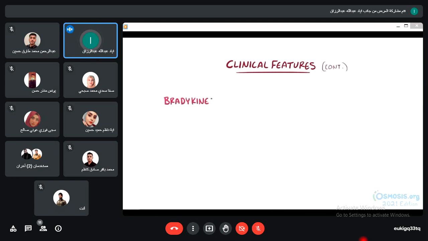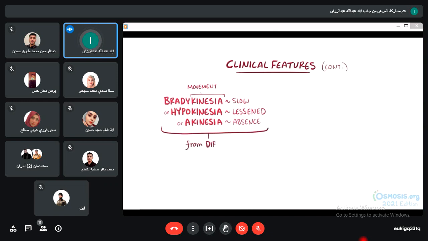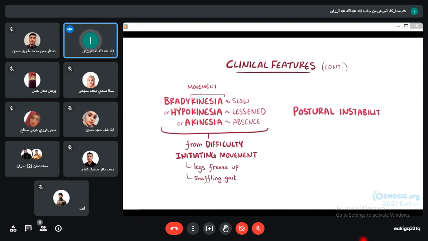Next up is bradykinesia, which is slow movement, hypokinesia, which is lessened movement, and akinesia, which is an absence of movement, and all three result from difficulty initiating movements. Examples of this are having the legs freeze up when trying to walk and also walking with a shuffling gait, or small steps. Finally, a late feature of the disease is postural instability, which causes problems with balance and can lead to falls.